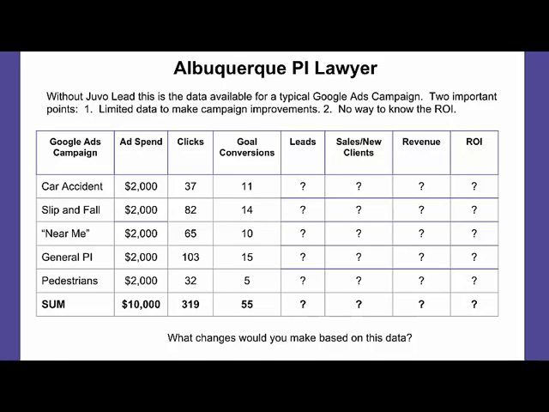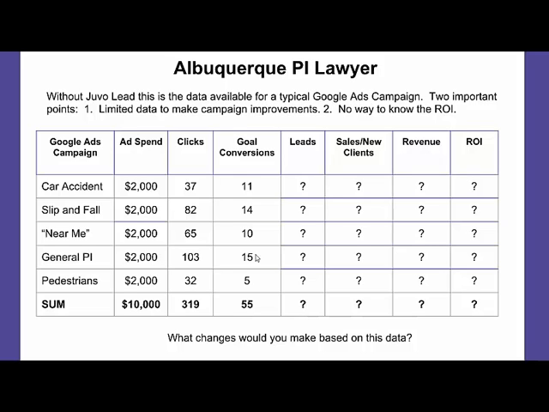Here's the Google Ads data for an Albuquerque PI lawyer that most agencies and business owners use to make decisions. We can see spend, clicks, and goal conversions, but that's about it. Based on this data, what changes would you make? Feel free to pause it here. So you probably didn't pause it, and that's fine, but I think the answer is pretty obvious. Based on this data, you'd think that the general PI campaign is the best one. See, it has the most conversions, and maybe you should allocate more budget to it.